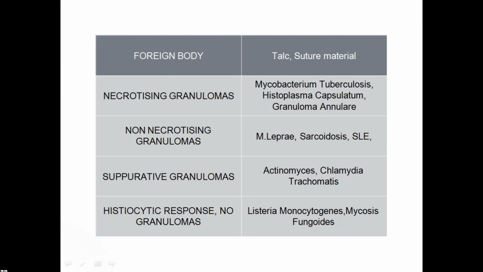Types of granuloma. So, foreign body, like talc and suture material; necrotizing granuloma, which usually occurs in Mycobacterium tuberculosis and Histoplasma capsulatum; non-necrotizing granuloma, in Mycobacterium leprae, sarcoidosis, and SLE; suppurative granuloma; histiocytic response with no granuloma formation, in Listeria monocytogenes, mycosis, and fungal infections.